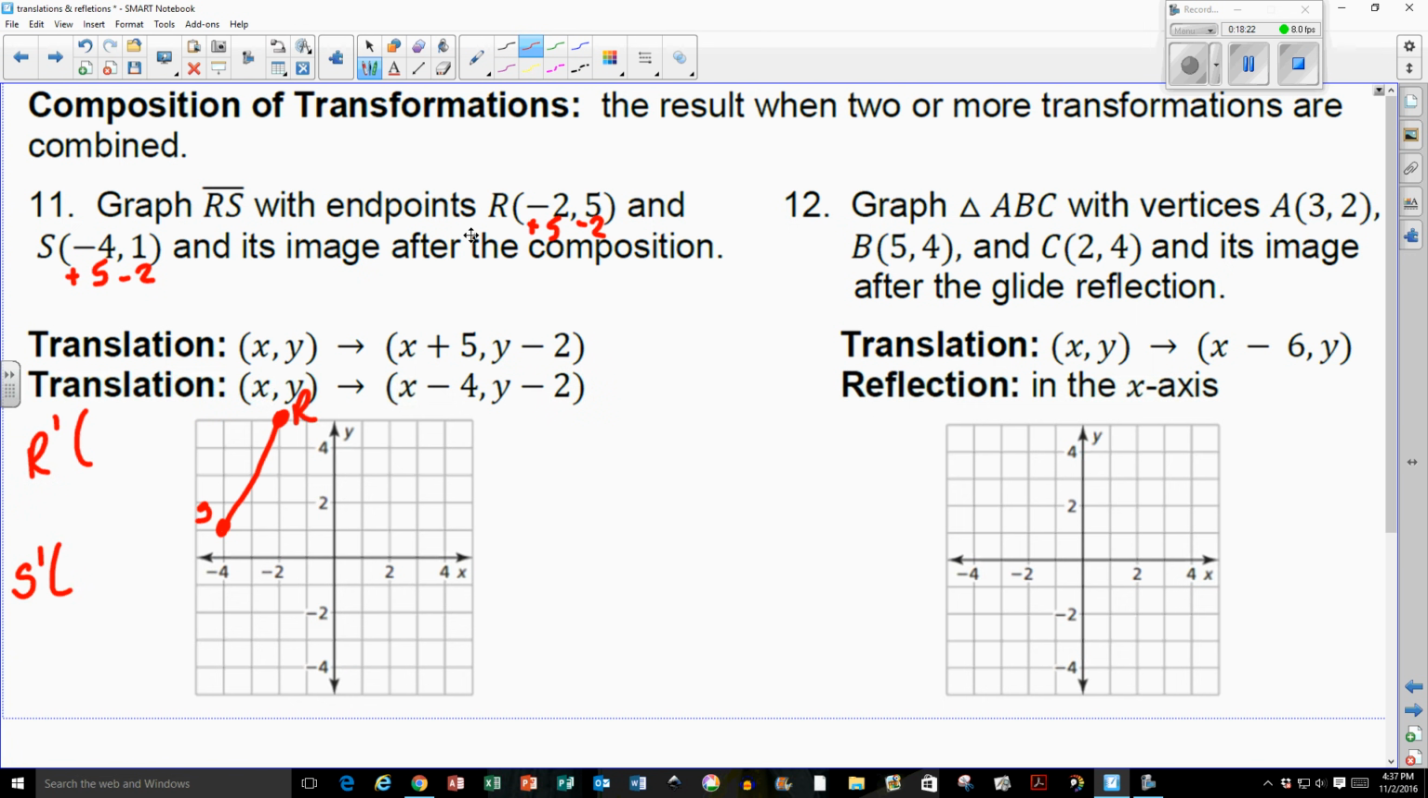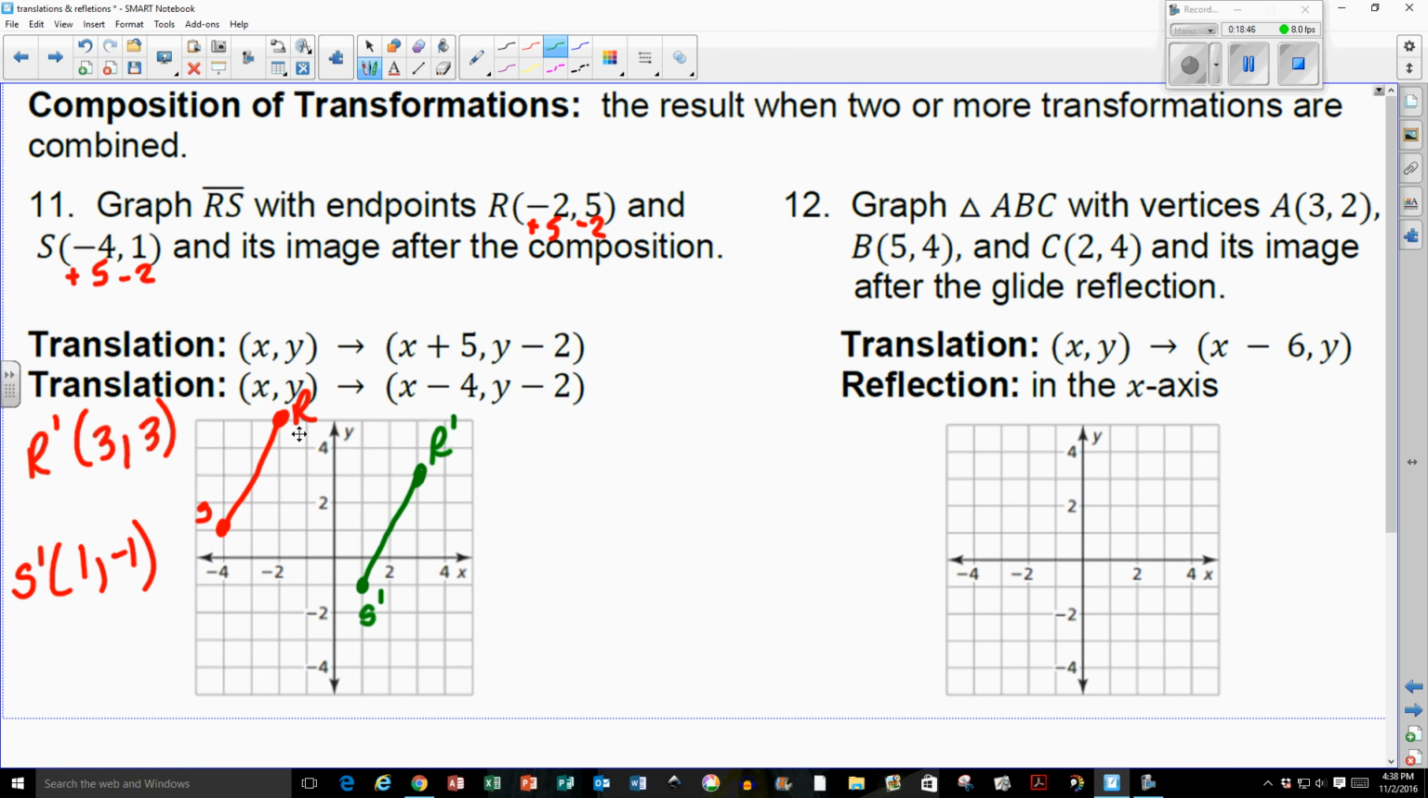So negative 2 plus 5 is 3. 5 minus 2 is 3. Negative 4 plus 5 is 1. 1 minus 2 is negative 1. So there's where my next point will be located. So 3, 3. So there's R prime. And 1, negative 1. There's S prime. So there's your first translation.